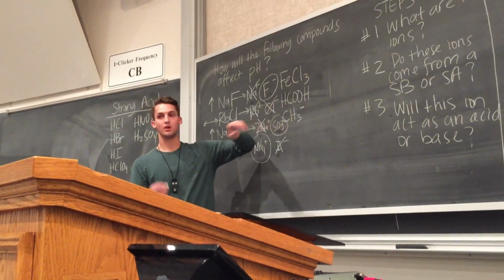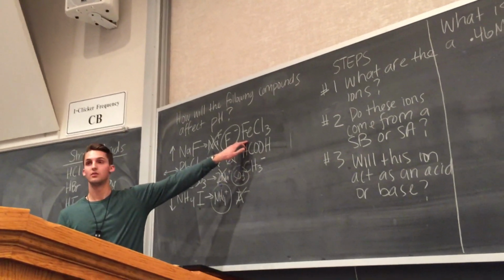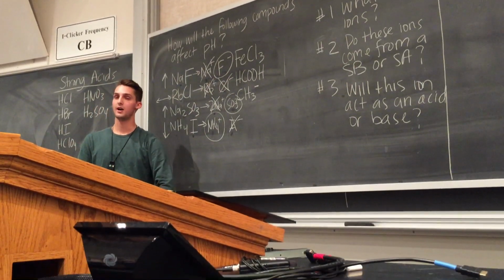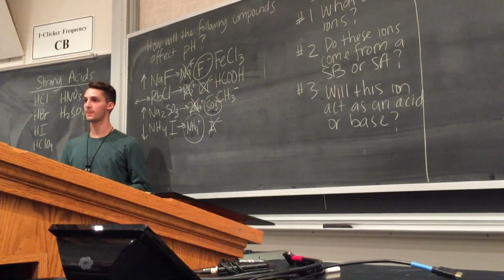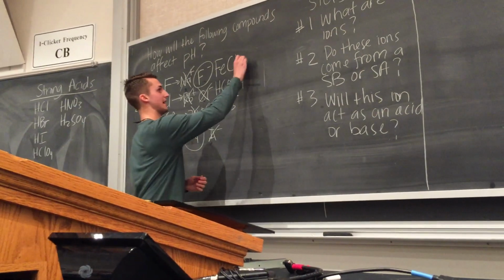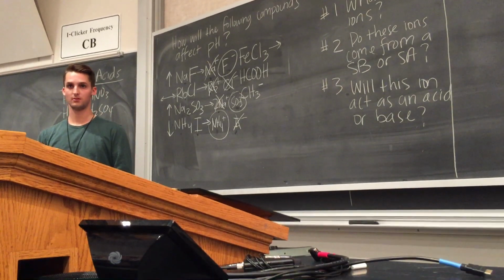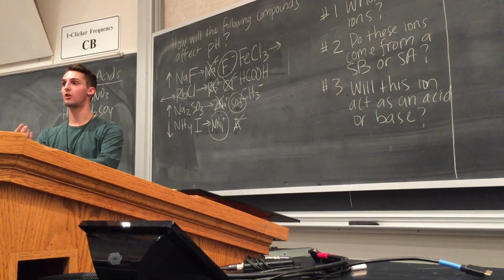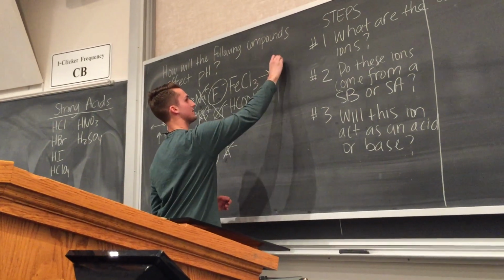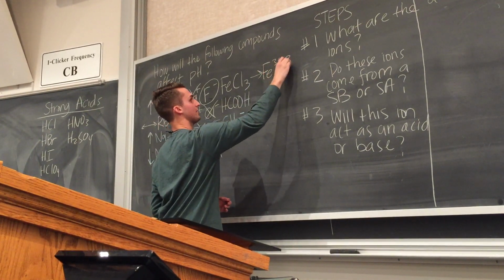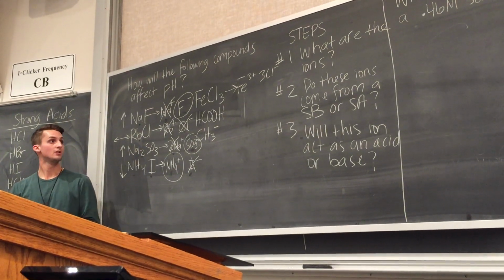Okay, let's do a couple more. These next ones are a little bit trickier. Okay? Iron 3 chloride. What are the ions? Fe3 plus. How'd you know that? Because there's 3 chlorides and chloride always has a minus 1 charge. Okay? So I have Fe3 plus and I have 3 Cl minuses. 3 chlorides.